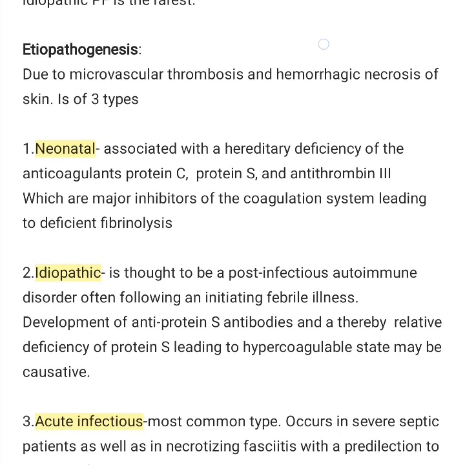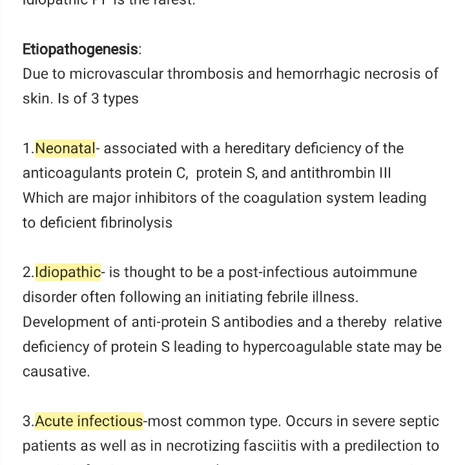Coming to etiopathogenesis, the basic pathology here is going to be occlusion of the microvasculature because of formation of thrombi. As a result of this occlusion, there is going to be hemorrhagic necrosis of the skin. So it is of three types. The first one is the neonatal type. It is associated with hereditary deficiency of the anticoagulant proteins such as protein C, protein S and antithrombin 3. These are major inhibitors of the coagulation system. As a result, there is deficient fibrinolysis and formation of thrombi.